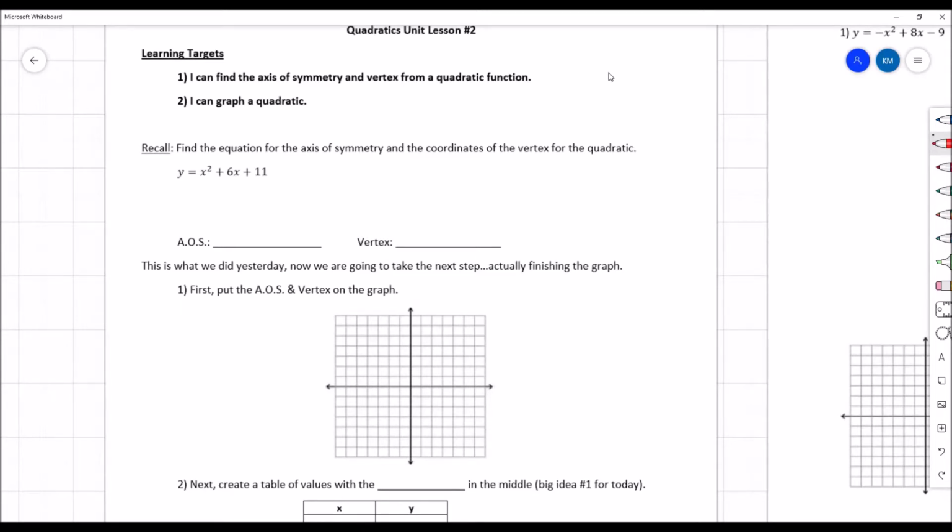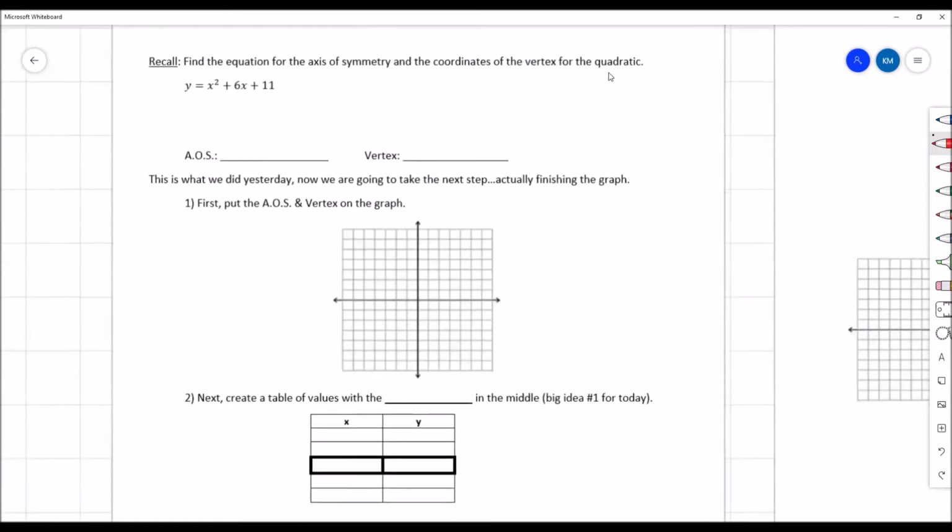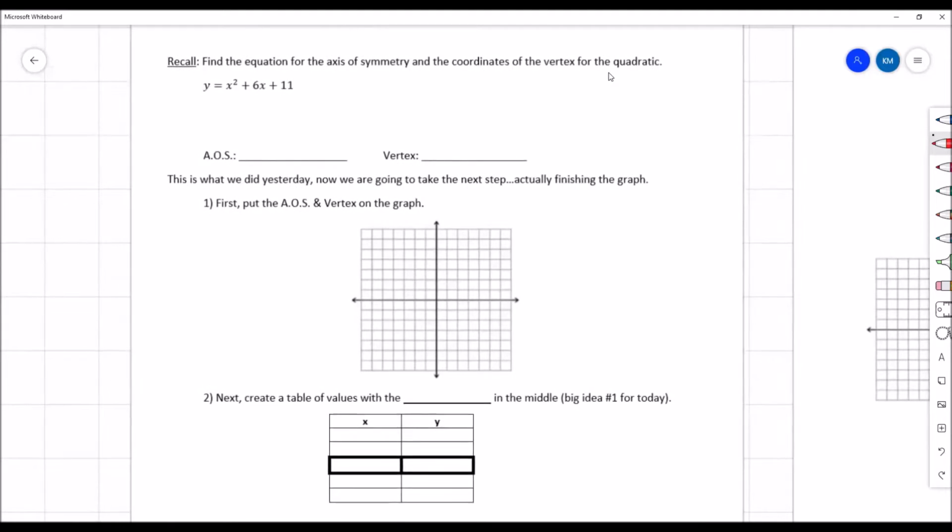Okay, so from yesterday's notes, we talked about finding the axis of symmetry and the vertex. That is at least the first step of graphing a quadratic. So let's make sure we're good on that. Identify A, B, and C. Should be pretty simple at this point. A is 1 in this case, B is 6, C is 11.